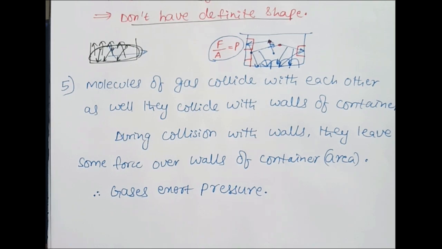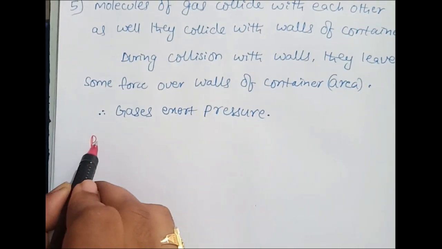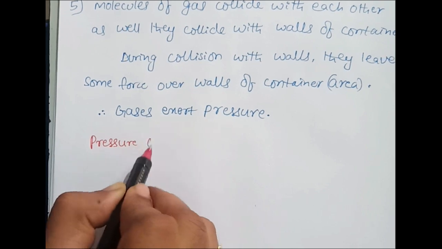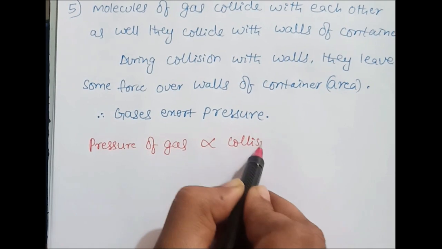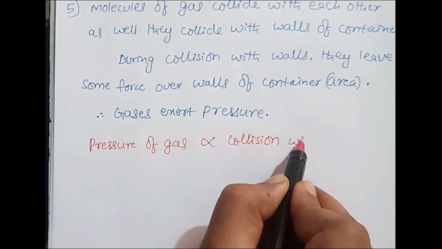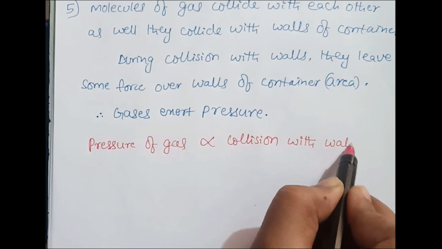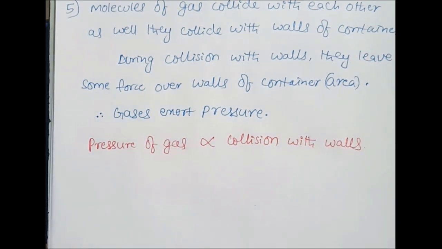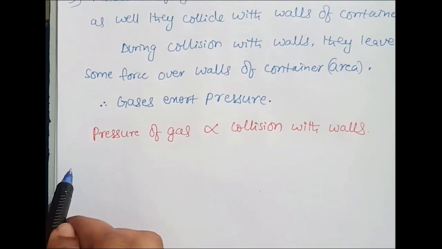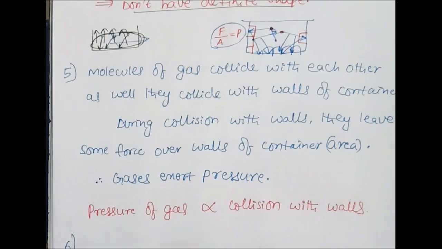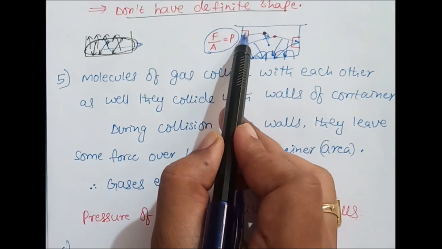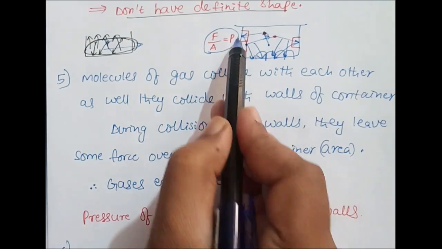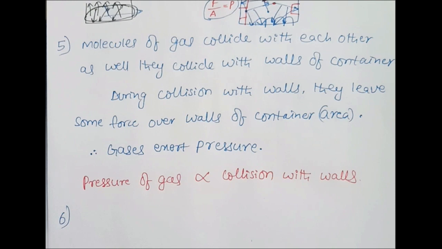So what I can say is, the pressure of a gas is mainly due to collisions with the walls. If collisions with the walls are more, the pressure of the gas will be more. If collisions are less, the pressure of the gas will be less. I hope you understood the fifth point. They collide with each other as well as with the walls, but when they collide with the walls, they leave some force, and the force acting over unit area is called pressure.